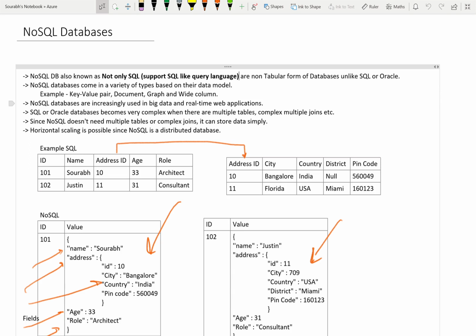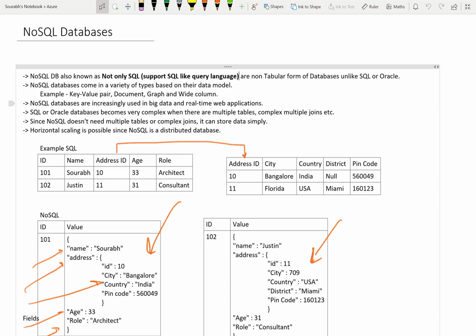NoSQL database usage has been increasing in recent times, especially as big data is on the rise. With big data and real-time web applications, NoSQL databases find greater use. Also, complexity decreases when you have multiple or complex joins. We know with SQL there are multiple joins. I'll take an example pretty soon, where two tables are joined, and those sorts of joins can be implemented very easily in a NoSQL database.